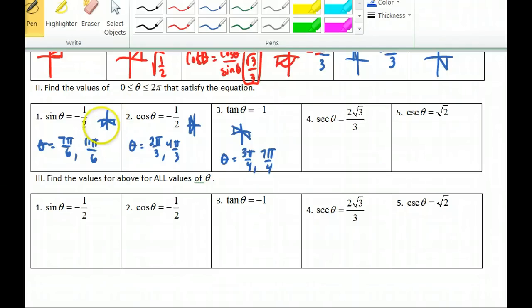And I talked about the bow tie in class, but this is the bottom part of the bow tie because the sine value, the y value, is negative. So it's the bottom parts. And so we get 7 pi over 6 and 11 pi over 6.